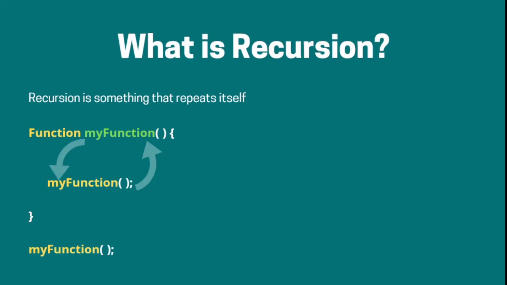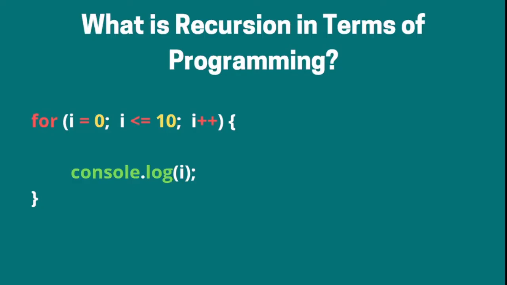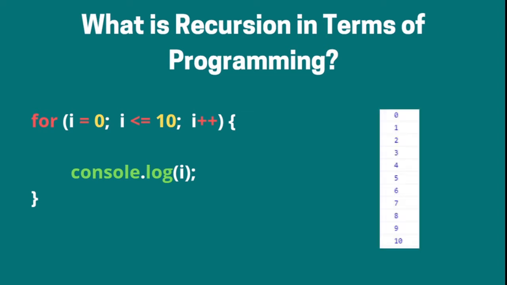You can see it here. It keeps on calling itself, then it goes back, gets called again, goes back, gets called again. So we can see some similarities here with a loop. So what is recursion in terms of programming? Here we have a for loop, and this is going to help us understand it. When we console.log i, we get 0 to 10, and then when it reaches 10, it breaks because i becomes equal to 10.